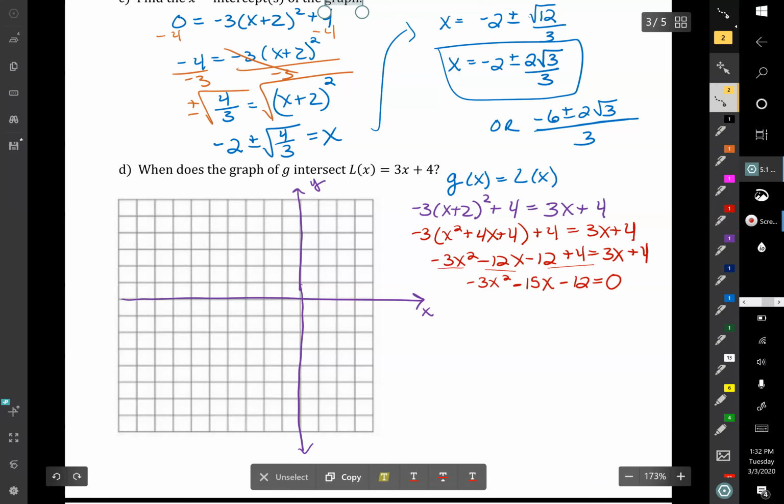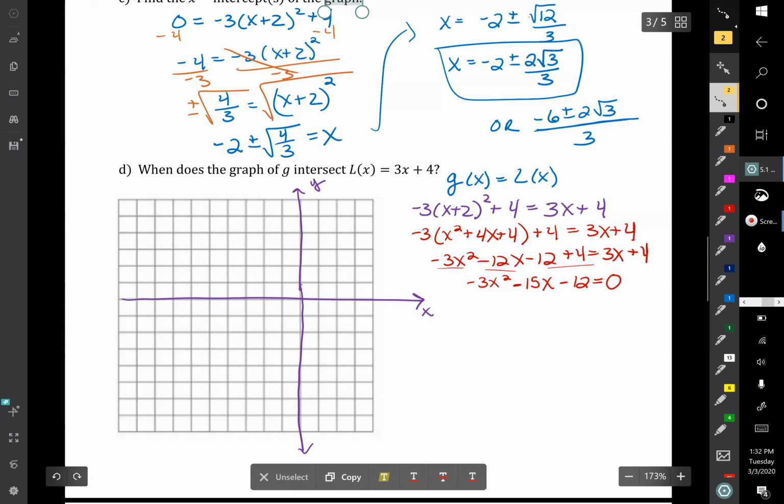Okay, so hopefully you tried this. You're going to expand out this (x + 2) squared, and you'll get x squared plus 4x plus 4. Then we have to distribute that negative 3 to all of that. So we get negative 3x squared minus 12x minus 12. And then the plus 4 equals 3x plus 4.